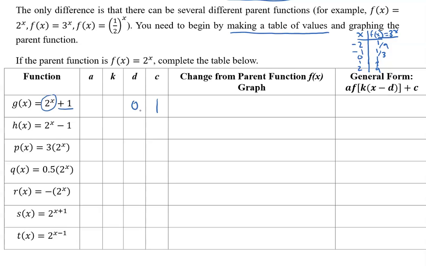Be careful with the a and k values. If they're not there, they're 1, because it hasn't vertically stretched or compressed, and it hasn't horizontally stretched or compressed. Those are each going to be 1. If you write those as 0, then you're going to have 0 times 2 to the power of x, or 2 to the power of 0x, which would make it not make sense anymore, and it wouldn't come to the form that the equation comes to. So what's the only change from the parent function? Well, it's shifted 1 unit up.